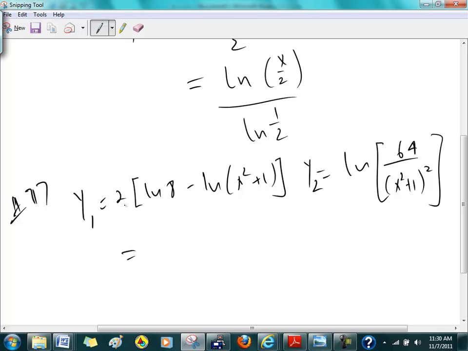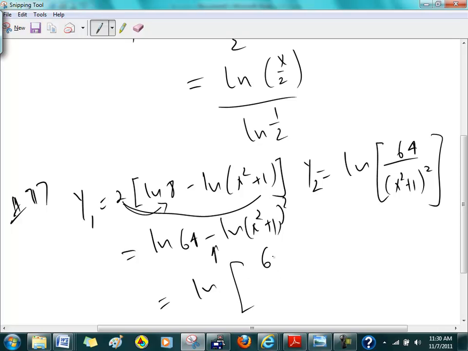Because you know if you were to take this 2 in here, the 8 would become 64, and this guy would become ln of x squared plus 1, squared. And what does the minus sign then do? Yeah. So it shouldn't be a surprise that that's what it is. Okay? Right?